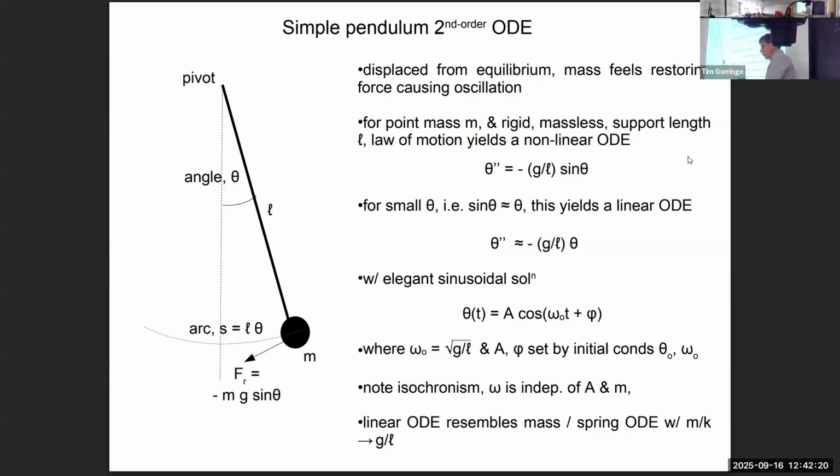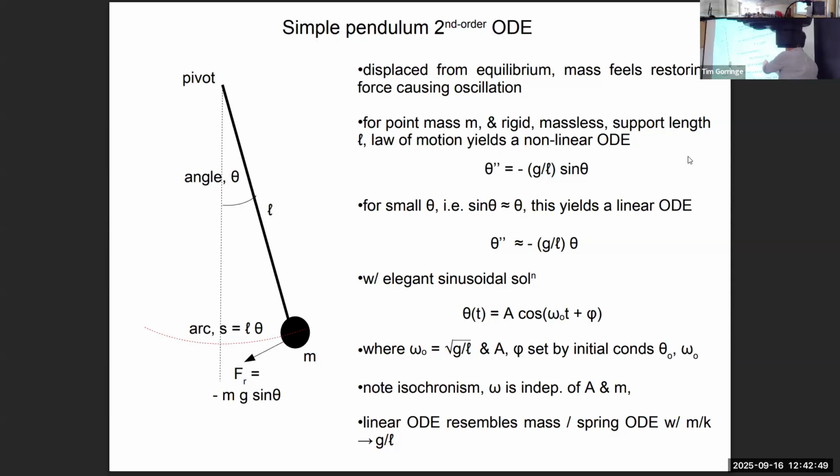In this solution here, of course, you can have all sorts of amplitudes for your pendulum motion. You could have different phases for your pendulum motion. Those are parameters in the general solution that are determined by the initial conditions that you release the pendulum with. So the initial angle that you release it from, the initial angular velocity that you release it with. So those determine the amplitude and the phase.